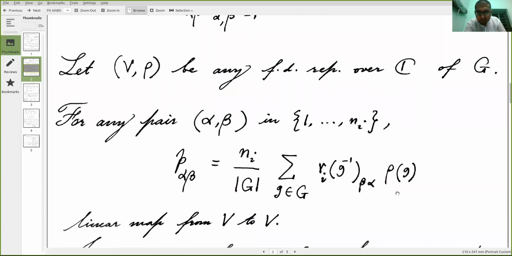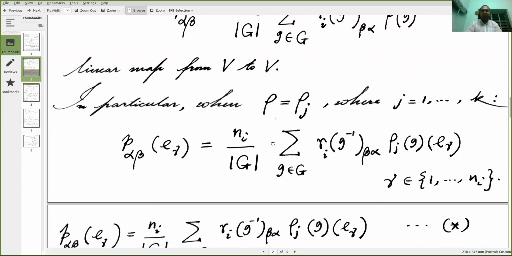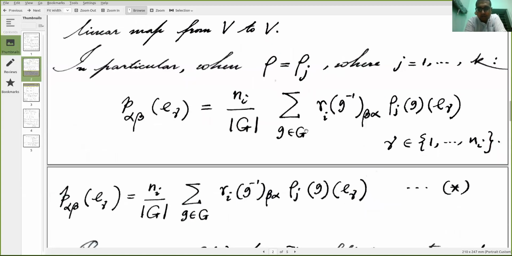In particular, when rho is some rho j for j from 1 up to k, we will see what happens to e gamma, where e gamma is a basis element. So when rho is in particular some rho j, we want to know how it acts on a basis element. It is very easy to see. We just write it. This is just the definition.